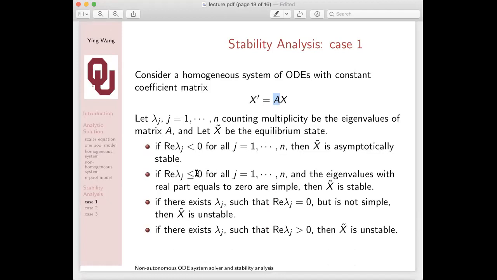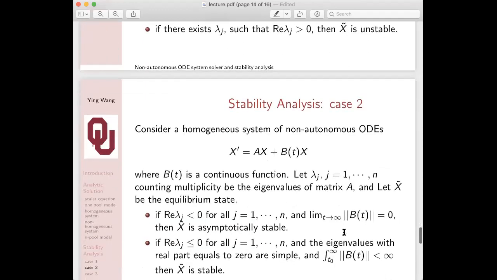If all the eigenvalues have non-positive real part, and those with real part equal to 0 are all simple, then x tilde is a stable equilibrium point. If there are eigenvalues with 0 real part that are not simple, then the equilibrium point x tilde is unstable. If you can find any eigenvalue with positive real part, then the equilibrium point is unstable.